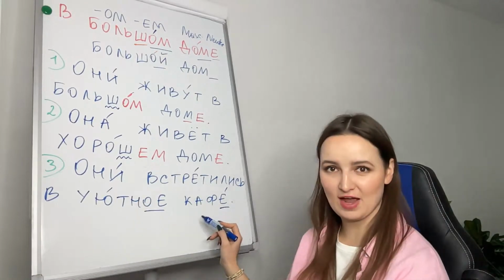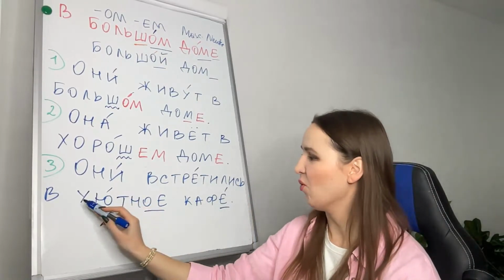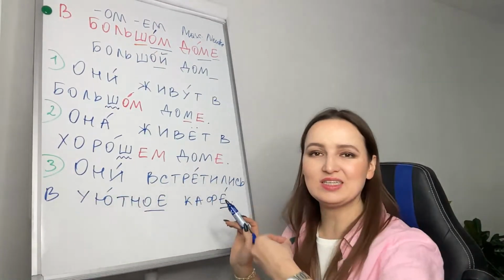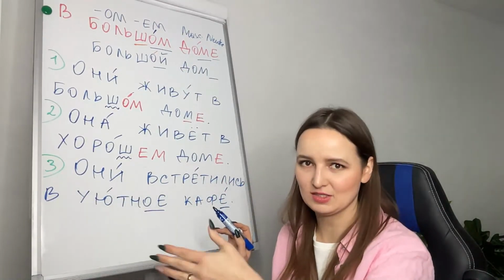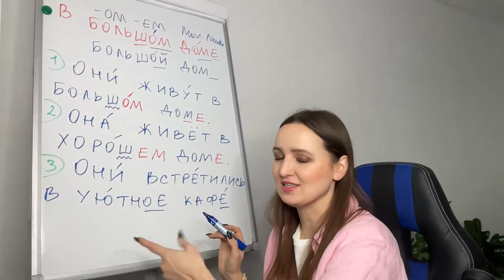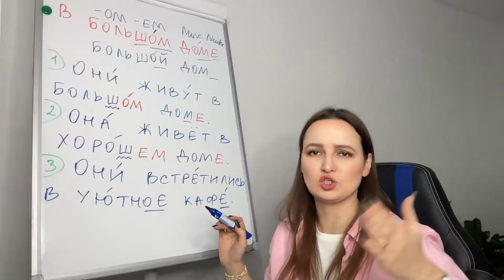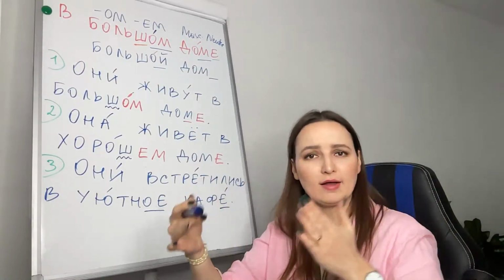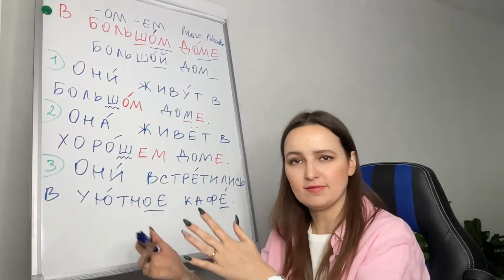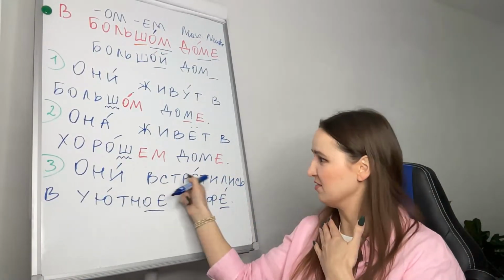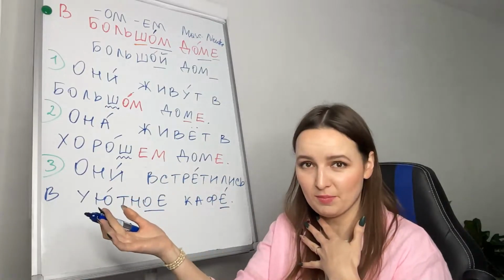Уютное кафе. Well, right now it is incorrect. Here we have a grammatical mistake. We didn't change the case. Right now, уютное кафе is a nominative case. It answers the question what? Что? Уютное кафе, cozy cafe. We have to change it because the question is where, они встретились, where did they meet?